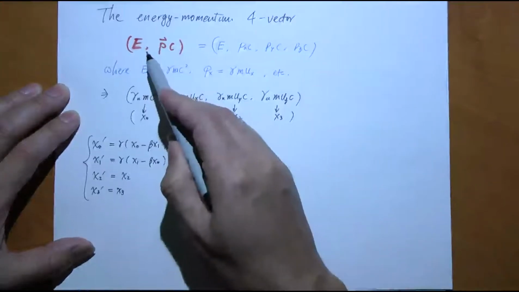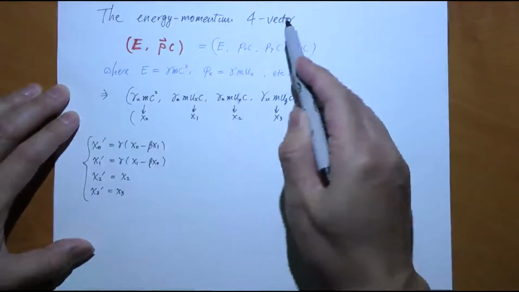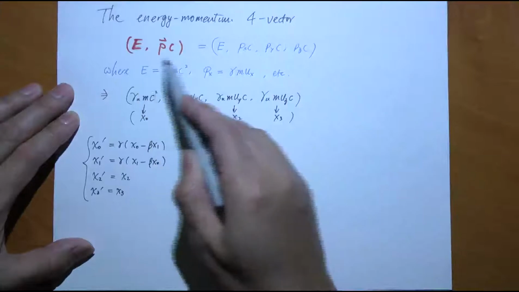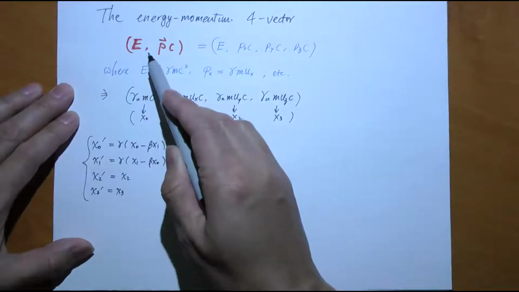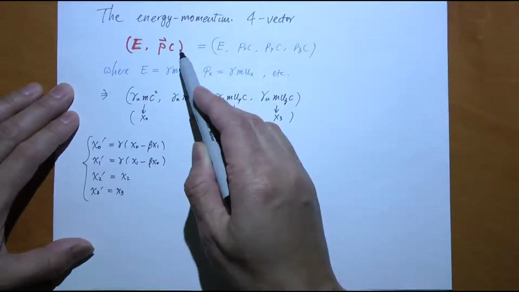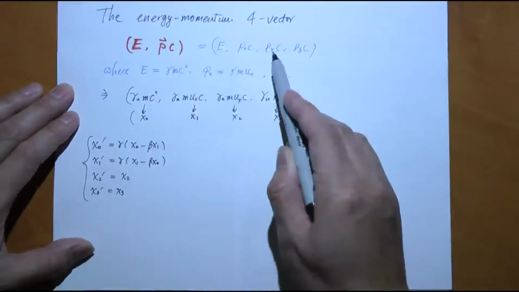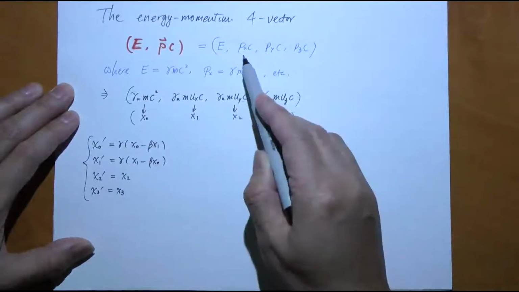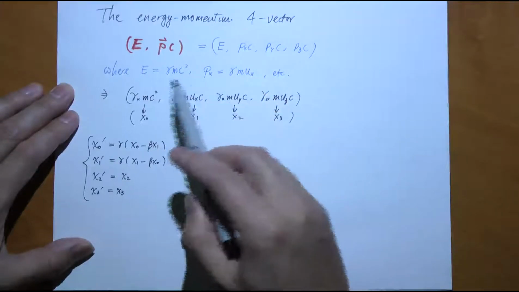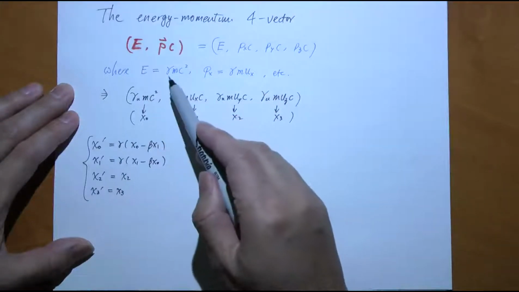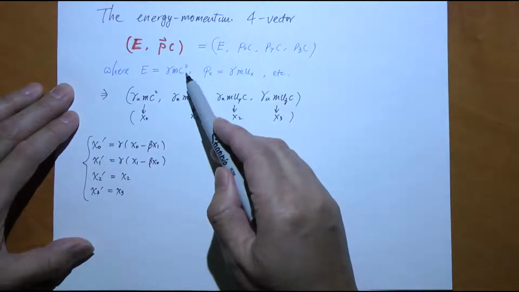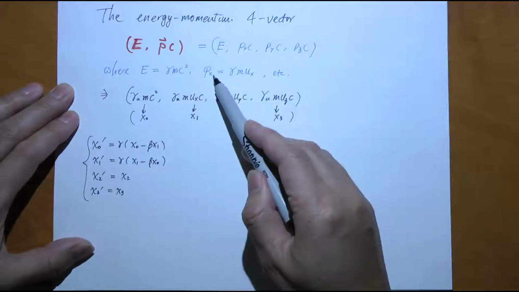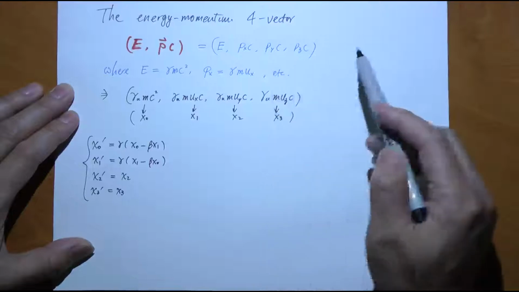Now we have another one, the so-called energy momentum four vector. This is the way to write it. E as the first component, and then the next three components are pxc, pyc, and pzc. Px is the x component of the momentum, and so on. Of course, we already know that energy E can also be written as gamma mc squared. Px is gamma mux, and so on.